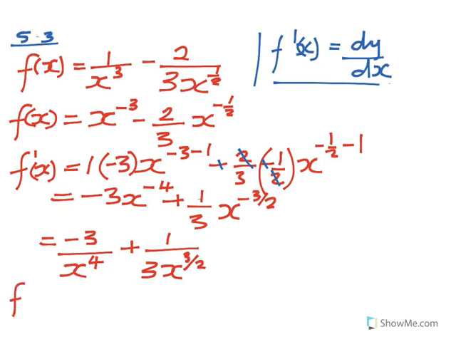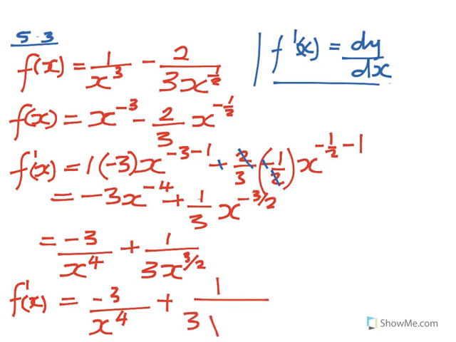Now the final answer: f prime x is equal to minus 3 over x to the power 4 plus, now there is something that you need to notice, x to the power 3 over 2, yes, it is in positive exponents, but it is not in surd form. So this is the same as 1 over 3 times the square root of x cubed. Then this becomes the final answer when they say leave your answer number 1 in positive exponents as well as number 2 in surd form.